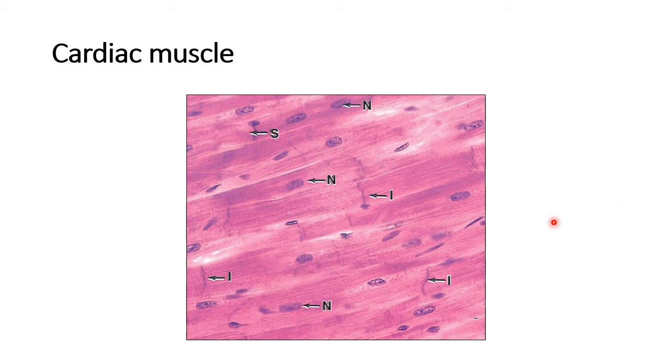So the unique and characteristic feature of the cardiac muscle is the presence of the intercalated discs. These are the intercalated discs. They cross the chain of the cardiac muscle cells. So from here to here, this is one cardiac muscle cell, and from here to here, this is another cardiac muscle cell.